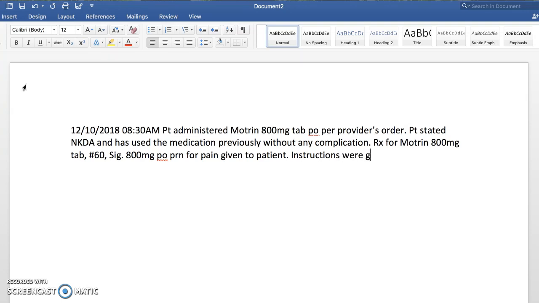Instructions were given to the patient to take Motrin as needed and not to exceed more than 2 tablets a day.